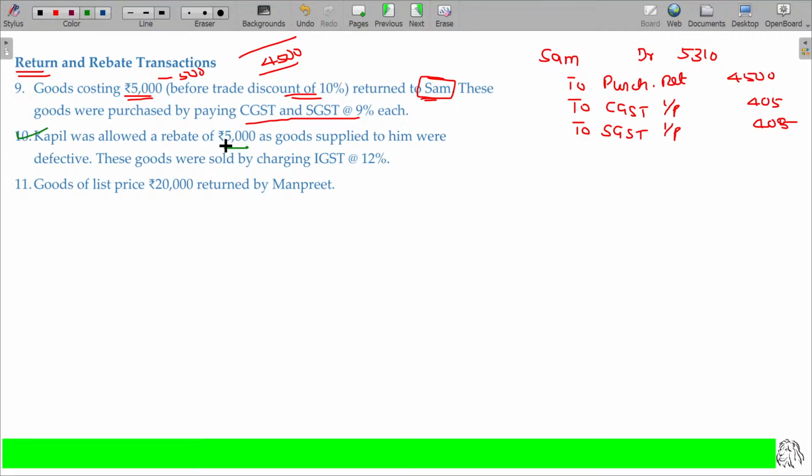Kapil was allowed a rebate of 5,000 as goods supplied to him were defective. Kapil was allowed.